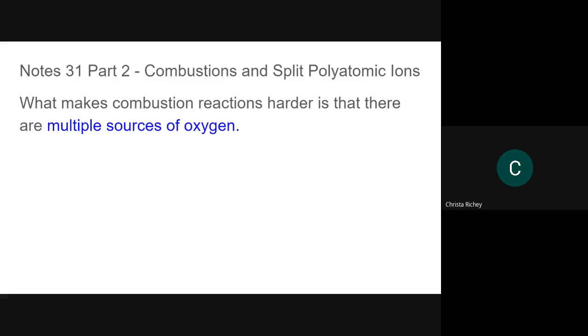So the answer to the focus, what makes a combustion more difficult? More often than not, the only type of reaction that I actually have to work out longhand is a combustion. What makes them hard is the fact that there are multiple sources of oxygen, which I just answered in the opener, that you've got that plus sign, and you have to deal with the oxygens like it's not even algebra, it's just adding.